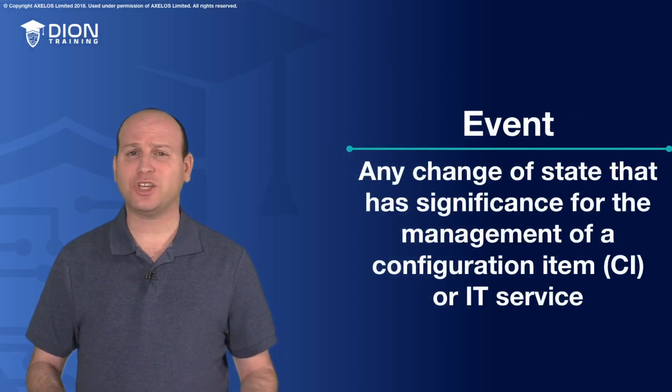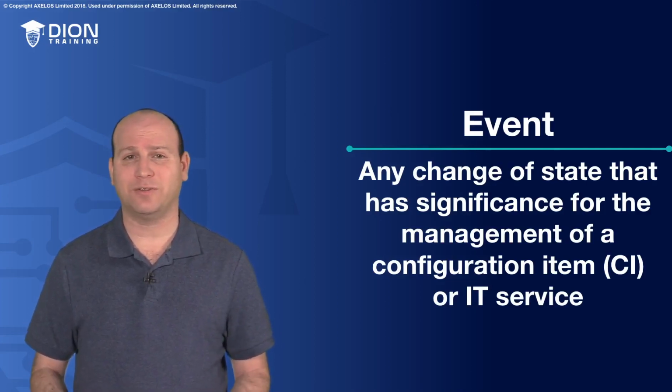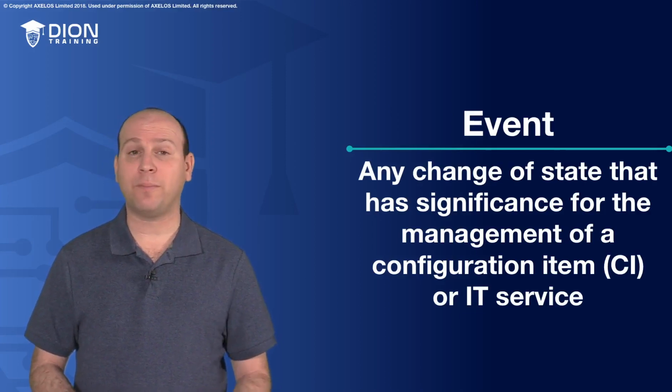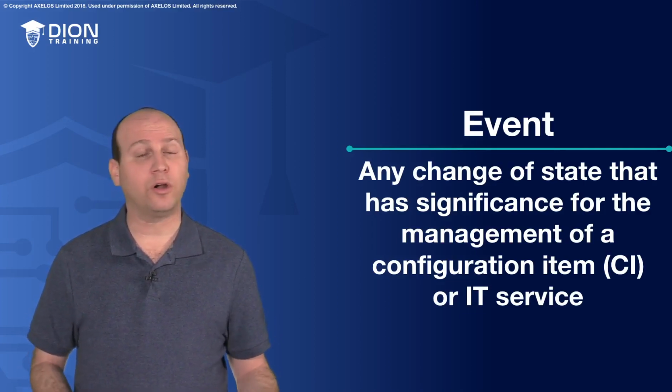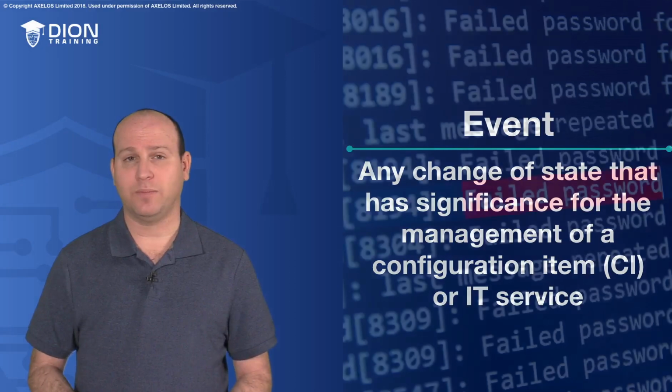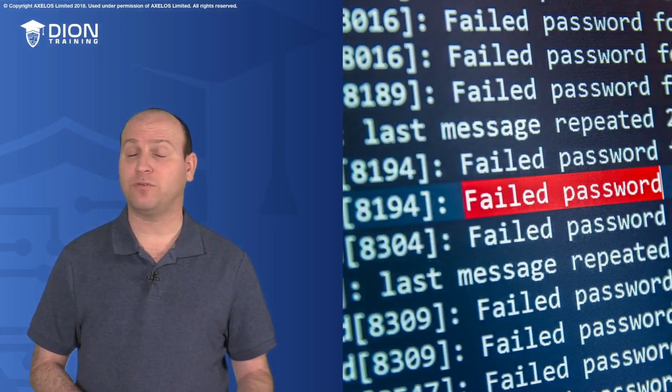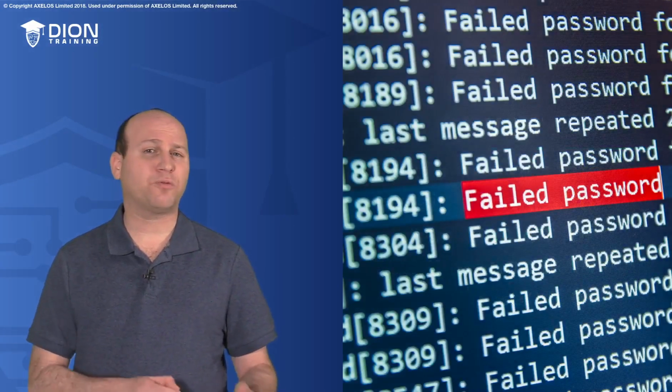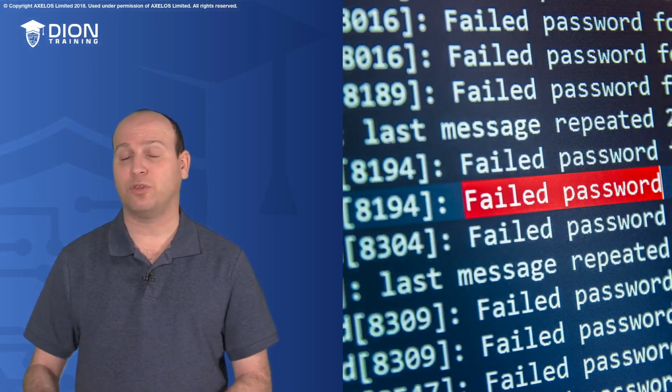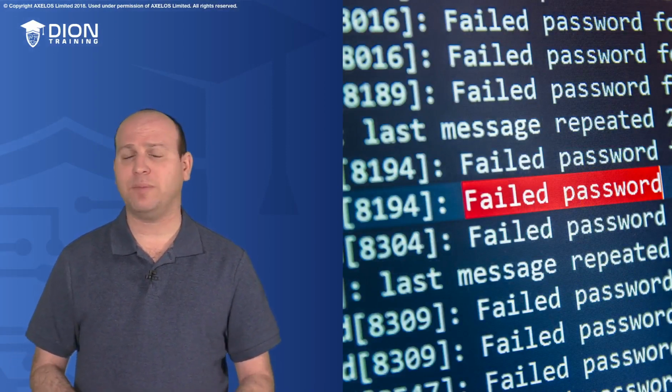An event is any change of state that has significance for the management of a configuration item, or a CI, or an IT service. For example, an event might be when you log in successfully, or when you fail to log in successfully. It might be that the bandwidth is exceeded for a certain threshold. It might be that the free space on a server gets below a certain threshold. These are all things that could be events.